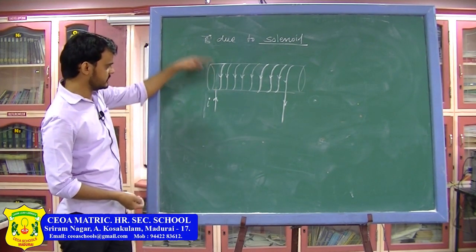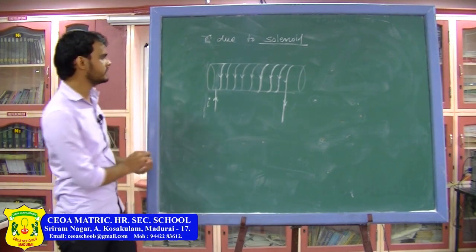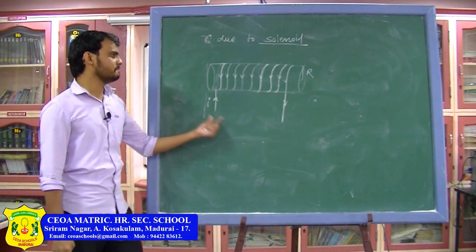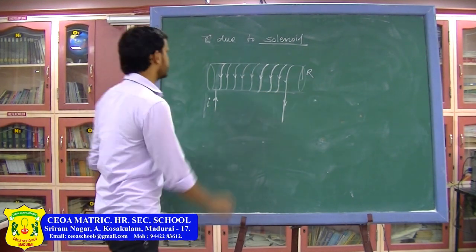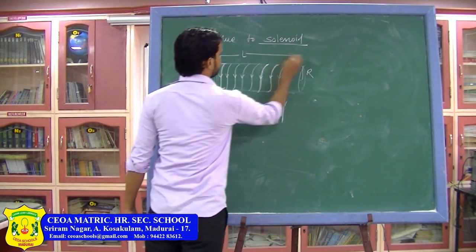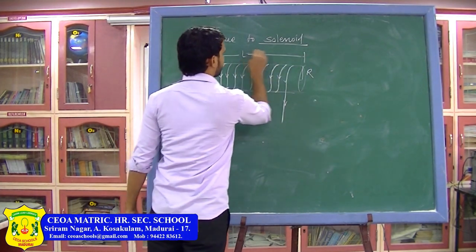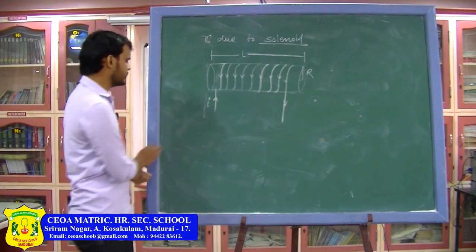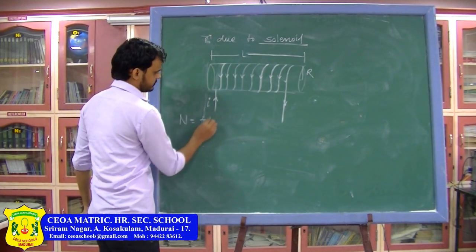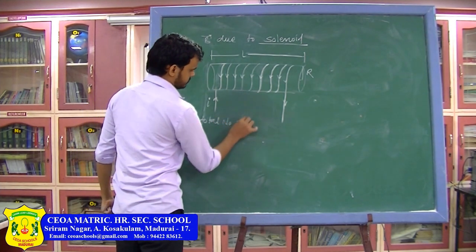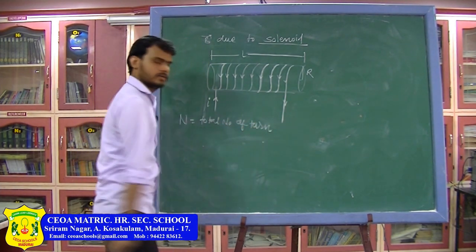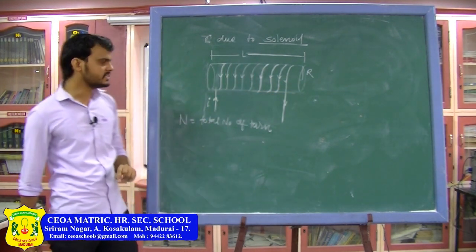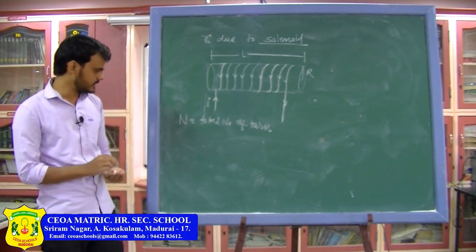Now as you can see, this side of the solenoid is circular. So here this will be the radius of the solenoid. So current in the solenoid is I, radius of the solenoid is R. Similarly, the length of the solenoid I am assuming capital L. And you can see here there are a large number of turns. So I am assuming the total number of turns is capital N.